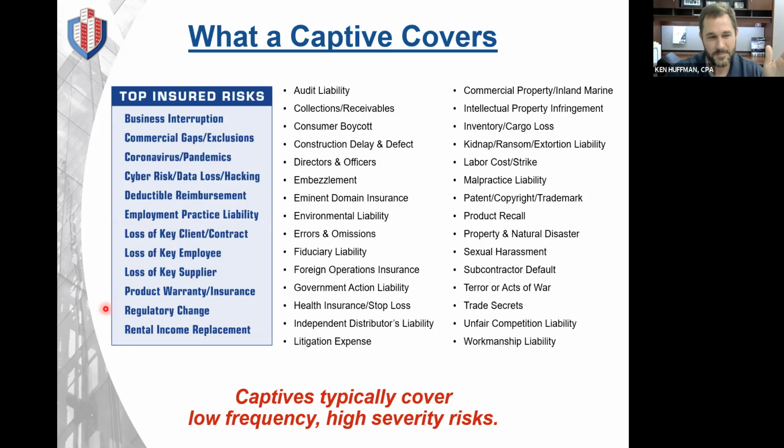Regulatory change. There's been all kinds of regulatory change recently with COVID-19. So people have additional costs, right? PPP, equipment. You have to cover that some way. Well, if you had an insurance policy, it would cover all those additional costs. Rental income replacement. This is a really big one.